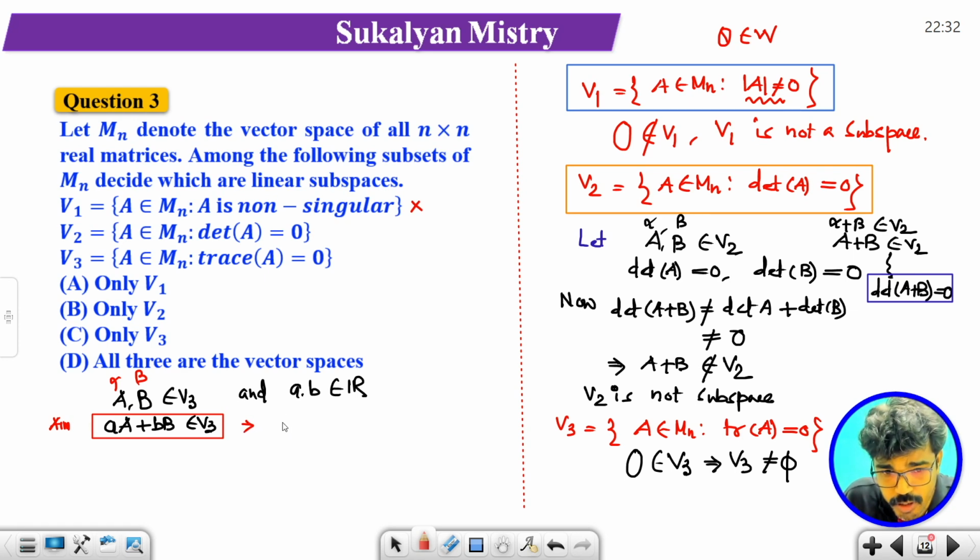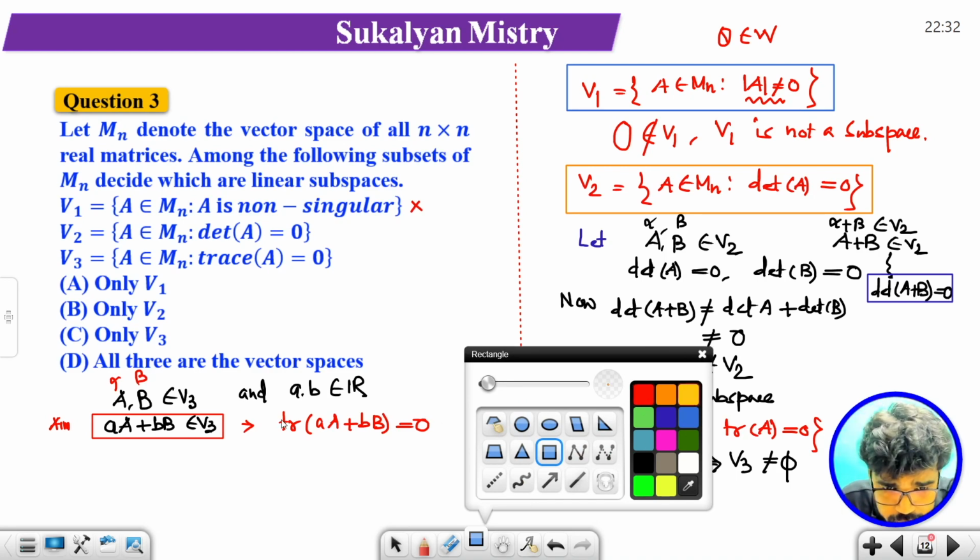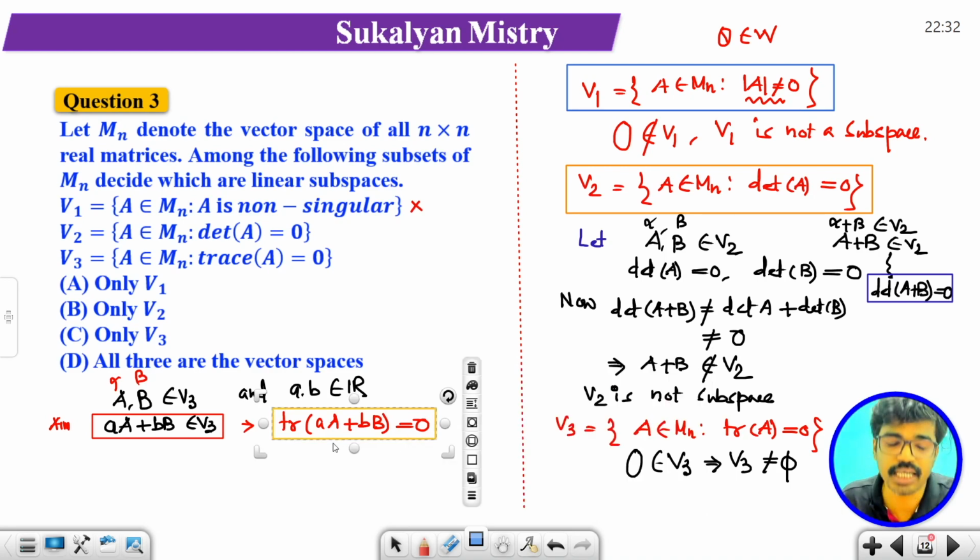When will this be an element of v3? If I can prove, if we can show that trace of A alpha plus B beta is equal to 0, then we conclude that A alpha plus B beta belongs to v3, because if the trace is equal to 0, then it is an element of v3. If we can prove this, then we conclude that A alpha plus B beta belongs to v3.